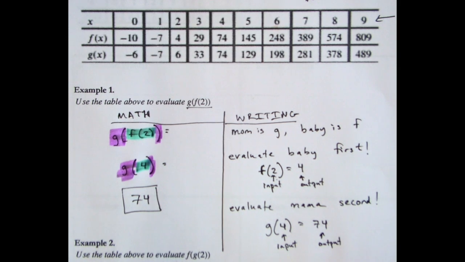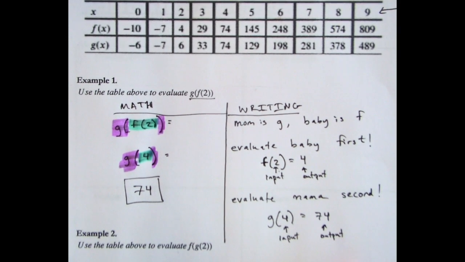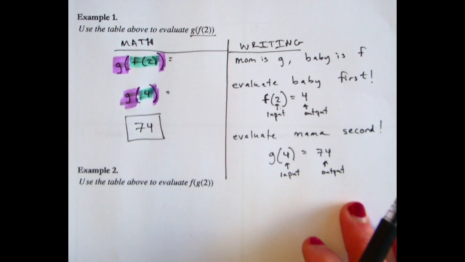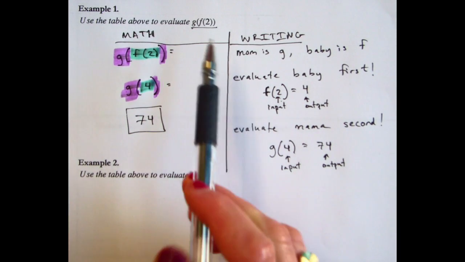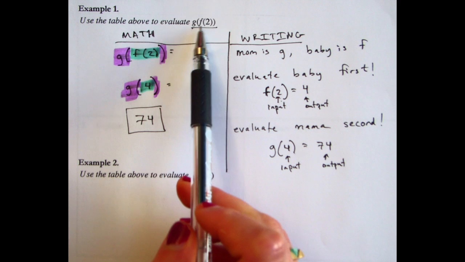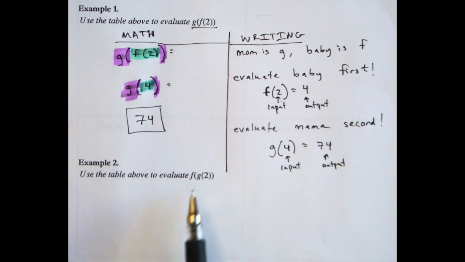Okay, interesting. Example 2 looks like a similar thing. We had g of f of 2, and now we have f of g of 2. So our f and our g have switched positions. The baby became the mom, and the mom became the baby. The inside and the outside function switched places. Let's do the same structure.